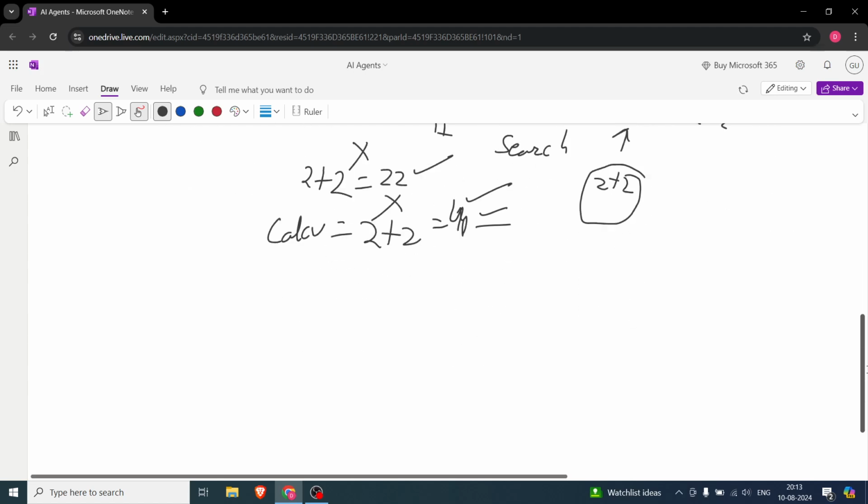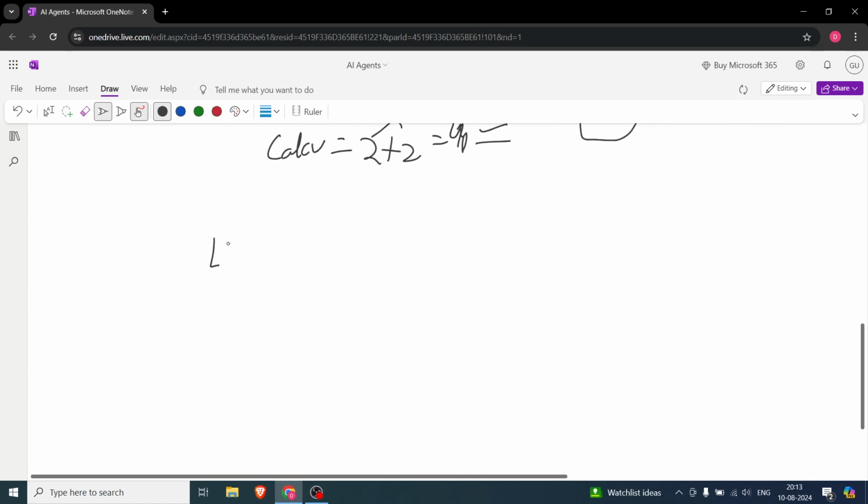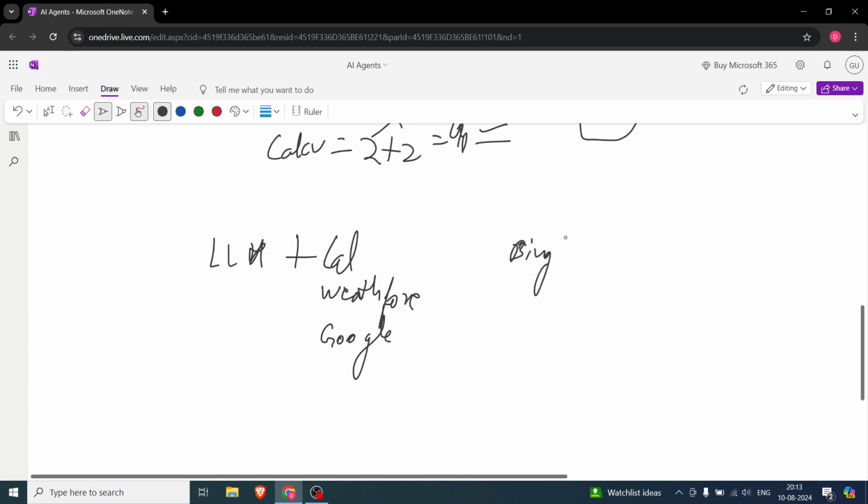So what is an agent? Basically, it is an LLM plus a calculator plus, let's say, a weather forecast, some services there through an API. Okay, plus it has a Google search engine. So you know that Bing is used with Copilot. So Copilot is basically your LLM, and Bing is giving it the power of search.